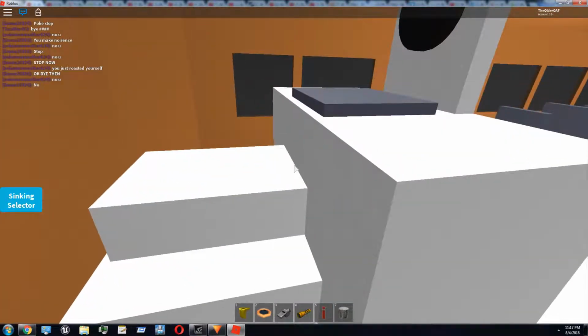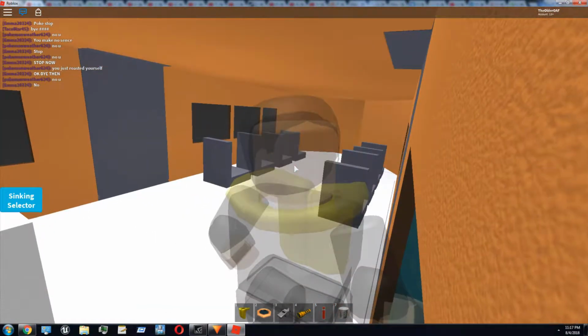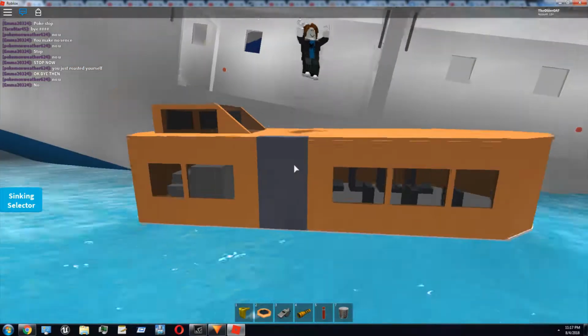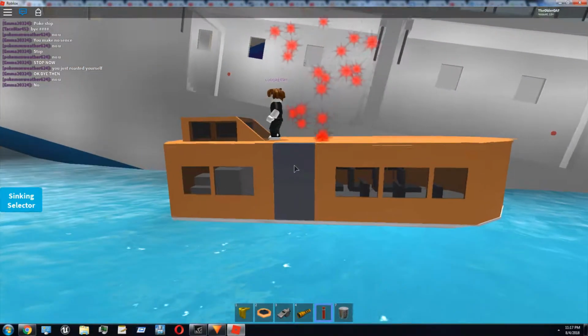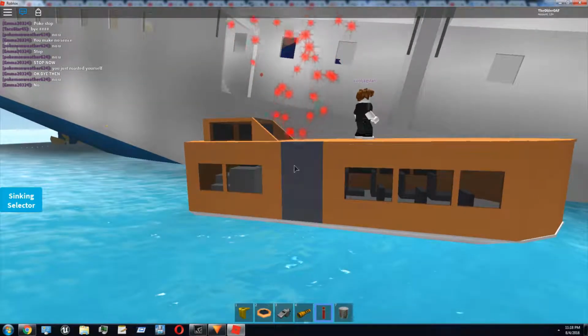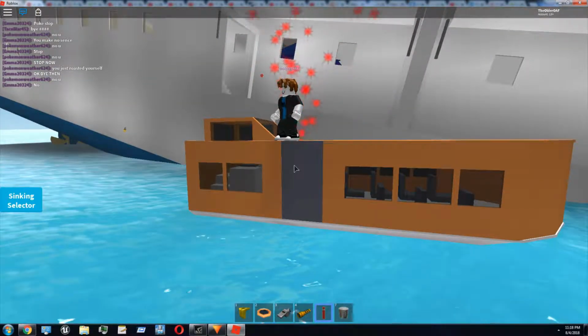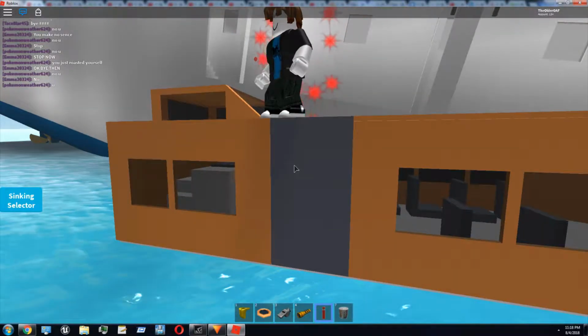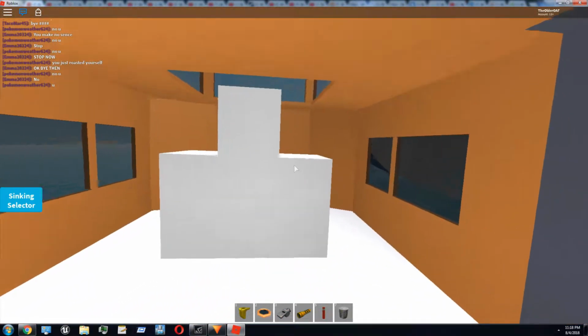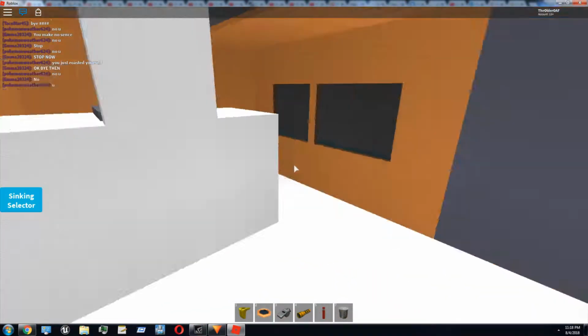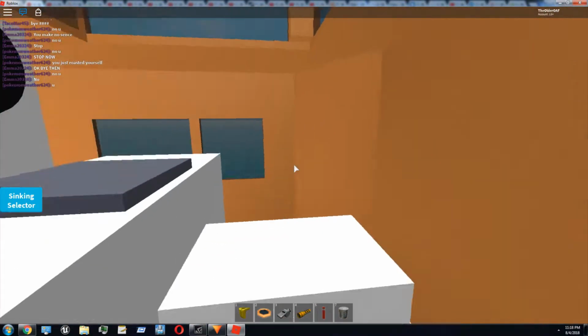Okay. Now the flare should be hanging up above us. Let's see. Yeah, it's hanging up above us. What should we do? I don't know how you're getting here.